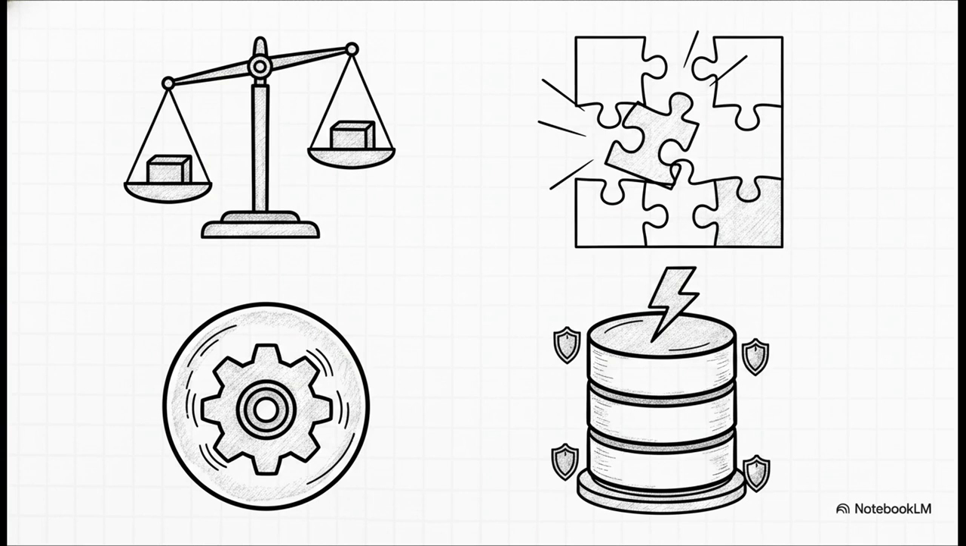To guarantee this all-or-nothing behavior, databases rely on the famous ACID properties. Let's briefly walk through this critical checklist. Atomicity means all steps execute successfully, or literally none of them do. Consistency ensures the database moves from one valid state to another valid state.